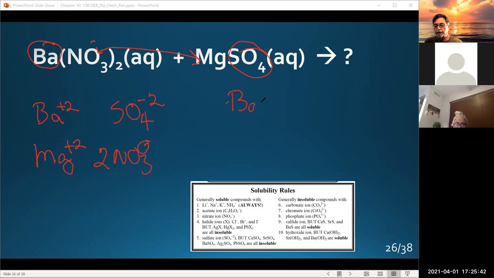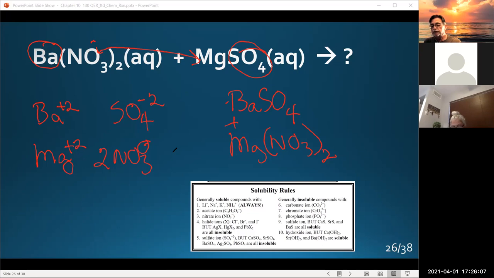So we have barium sulfate. We can simply put those together 1-to-1 because we get a +2 and a -2. Magnesium nitrate: I'm going to need parentheses for the nitrate because I need 2 of them to balance out the +2 of the magnesium. Okay.